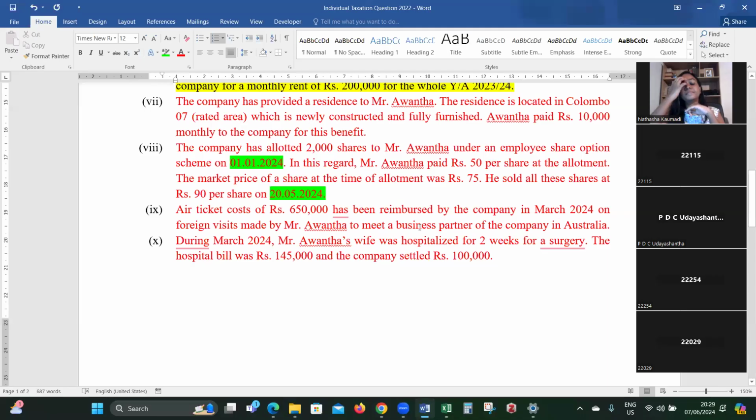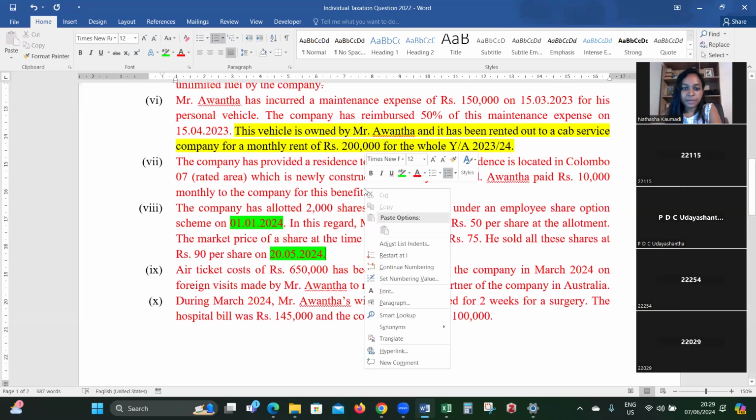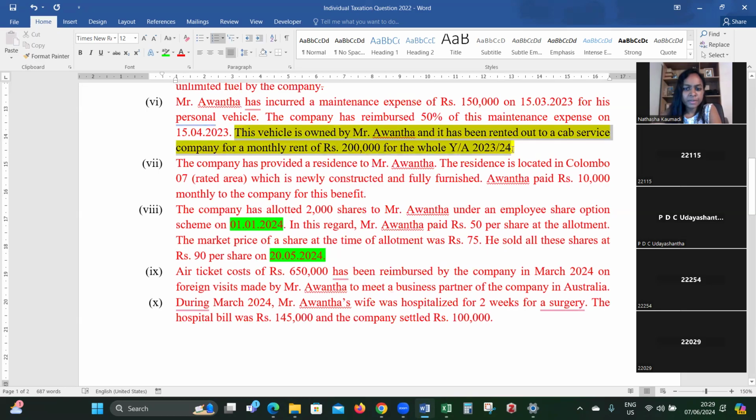So in this situation, in the next year of assessment, the capital gain will be worked out. Capital gain, that is the disposal value minus the acquisition cost, will be a capital gain to this particular individual in the next year of assessment. That is year 2024/25. I hope that's clear. That's the reason this is not in this year of assessment. Next year you can take it. Okay. Do you have any other questions?